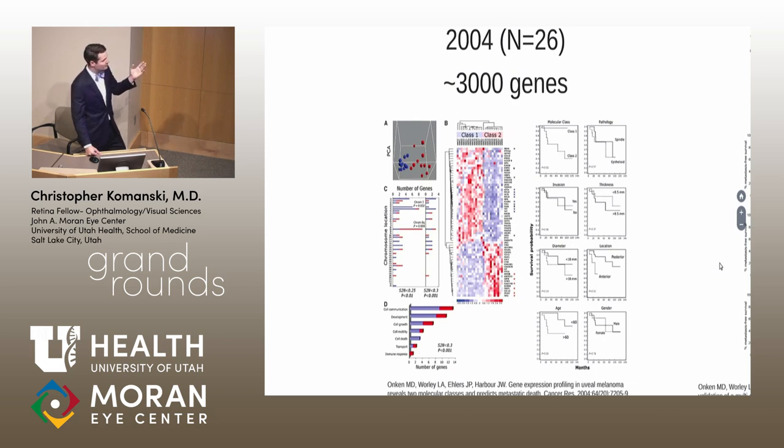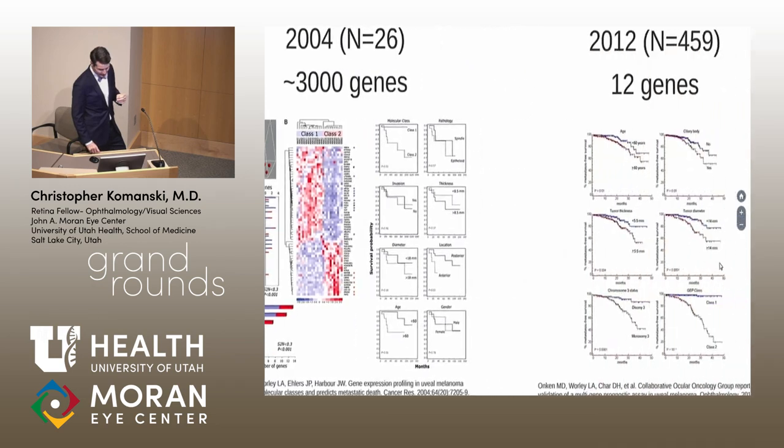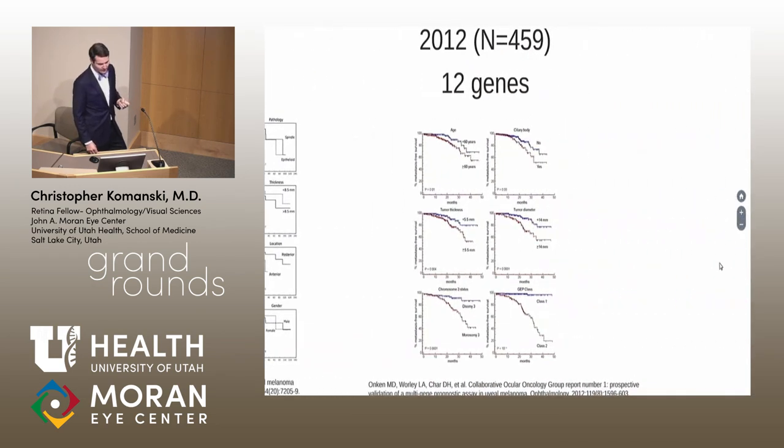And in the small sample size, a lot of the other things that were known to affect it, they weren't able to determine that. And then some of the things that shouldn't affect it, like gender, there was no effect. This was then followed up 8 years later in a much more detailed study looking at 459 patients. And to make this a more achievable test, they truncated it from 3,000 genes to 12 genes and looked at the gene expression of those.